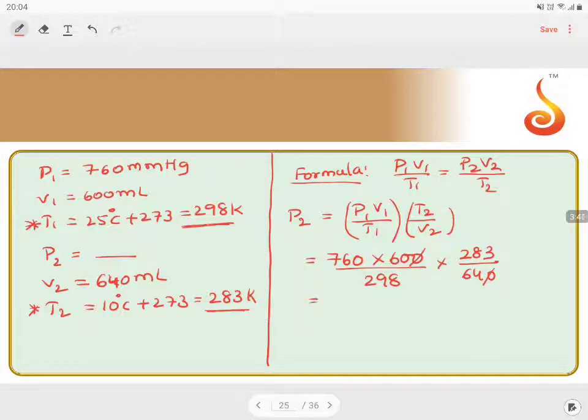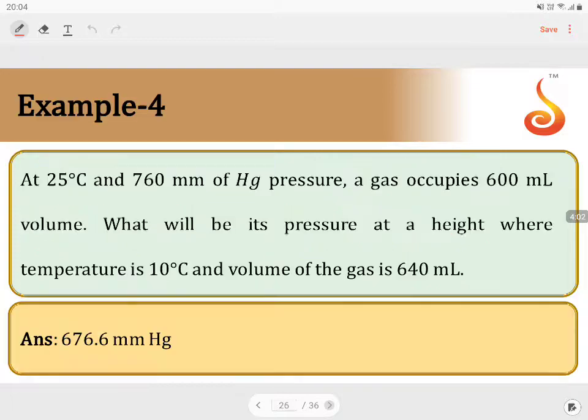If you solve this, after solving we are getting 676.6 mm Hg. The unit of pressure should not change, mm Hg. The question asked what will be its pressure at a height? So this is at a height of 676.6 mm mercury. That is the answer we are getting, 676.6, the pressure at which it is measured at 10 degrees centigrade temperature and volume occupying 640 ml. So this is our answer for the question.